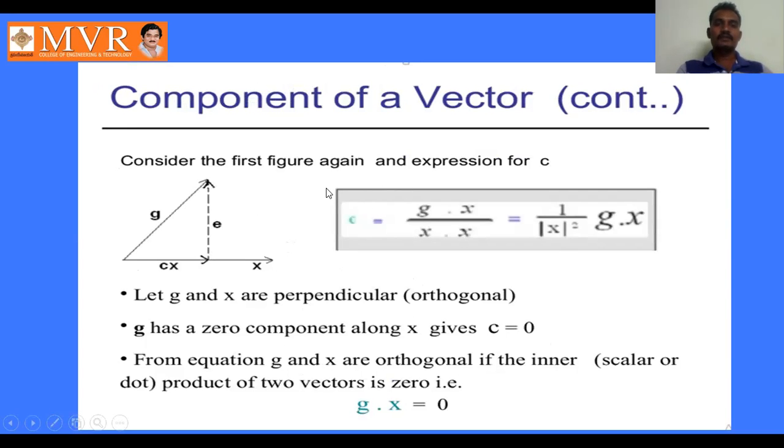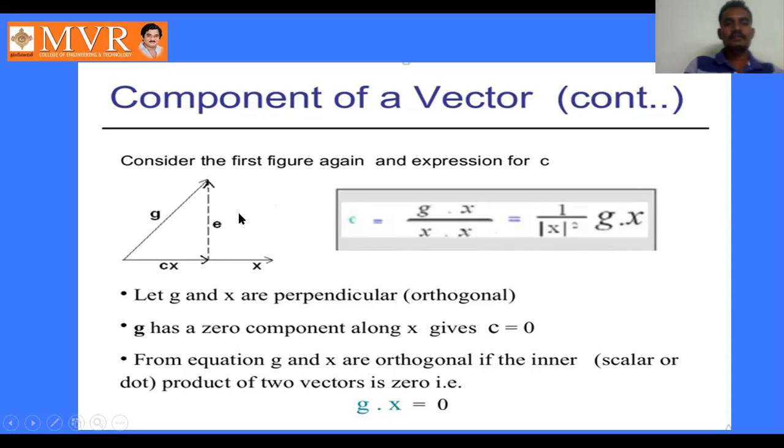Consider the first figure again and the expression for c. So what is the expression for c? c = g·x divided by x·x, which is equal to 1 by |x|² into g·x. So this is the figure.